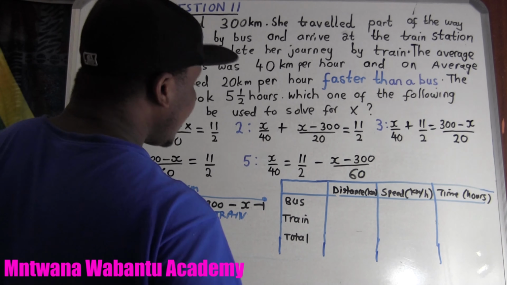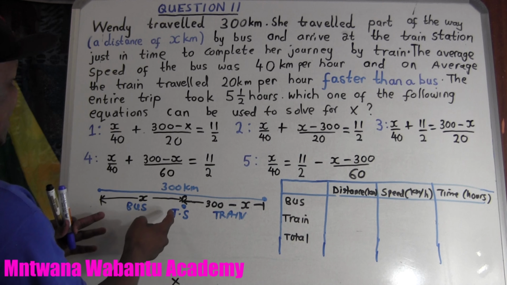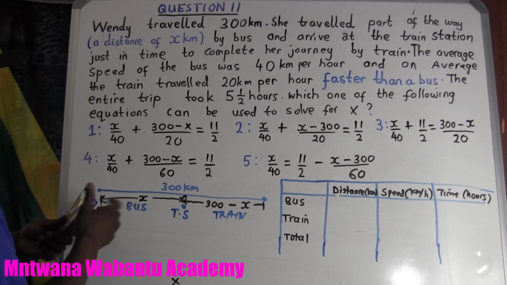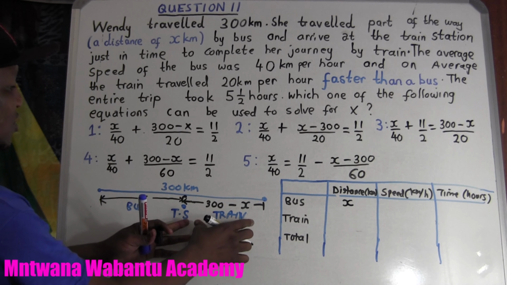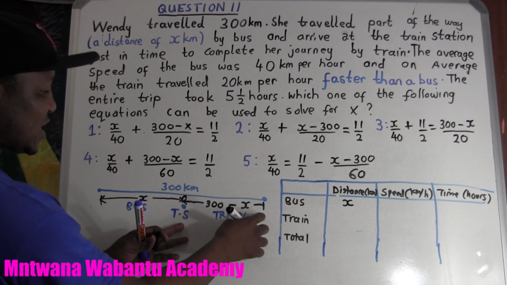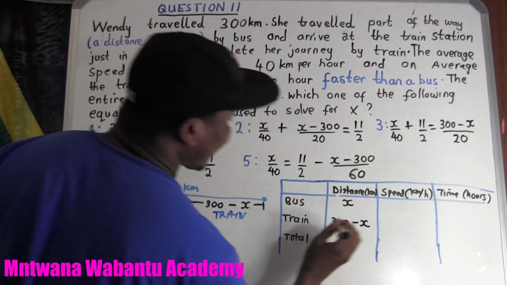Now we go to the information. They say here, how did it say? So now we know the distance covered by bus is x. So I'm going to plug in the distance, which is x. But the distance covered by train, after the train station to where she was going, is 300 minus x. So for train, 300 minus x.